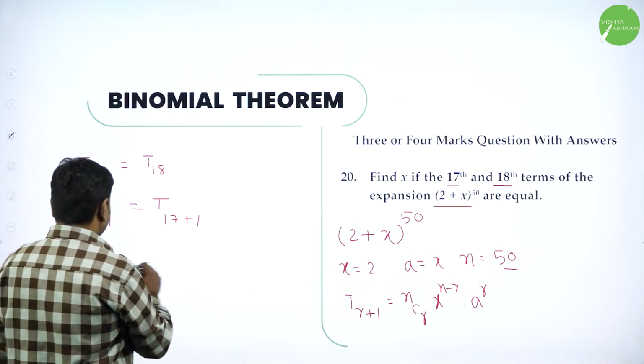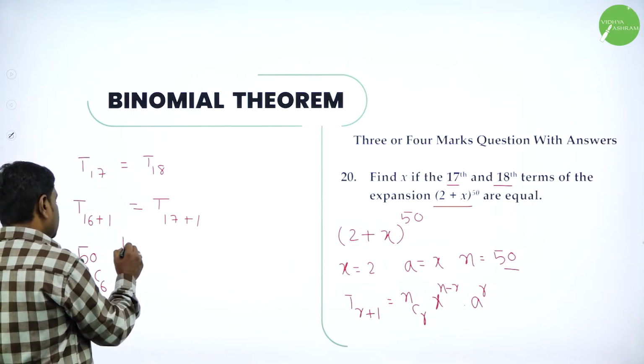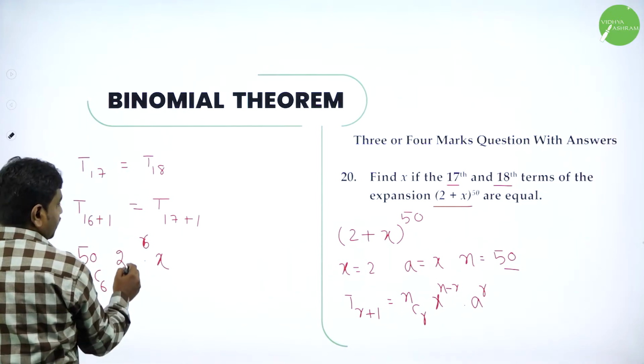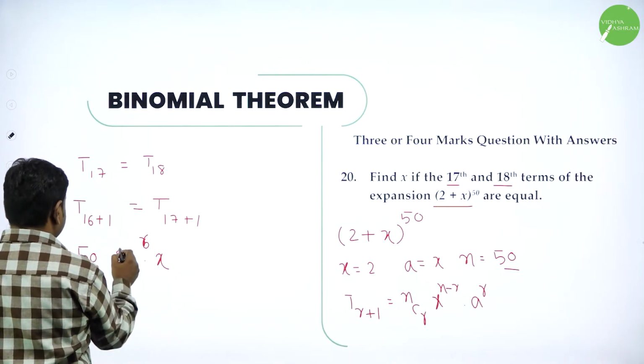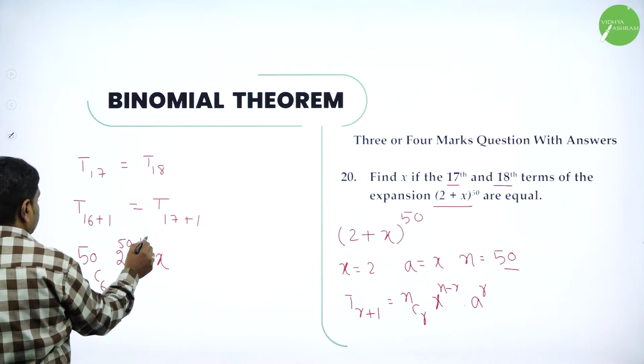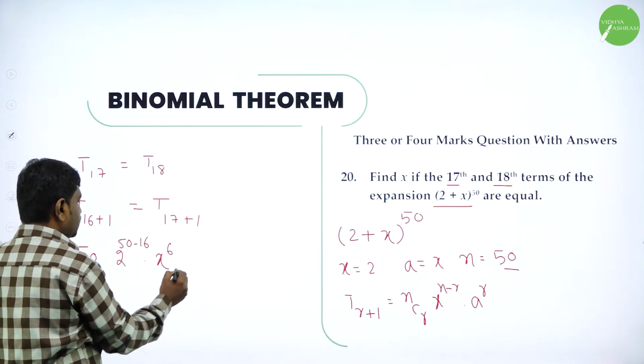x means the first term, 2 power n minus r, a power r. a means x. x power n minus r. n is what? 50. 50 minus r means 50 minus 16. x power r means 16.